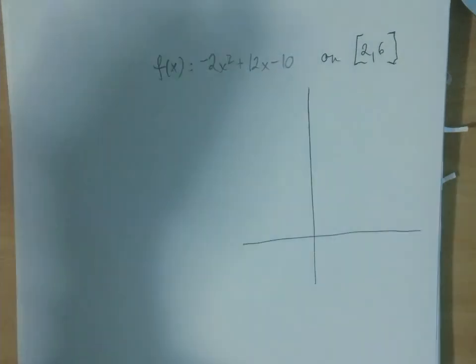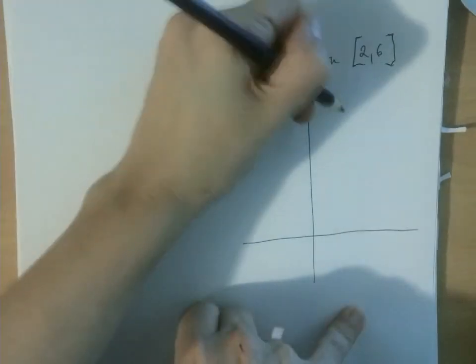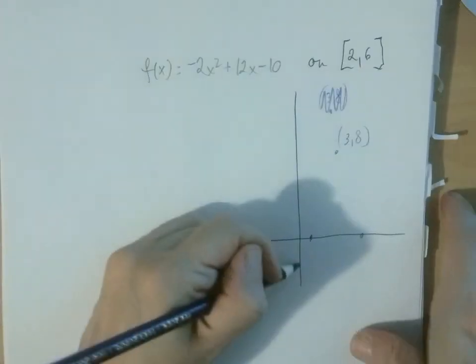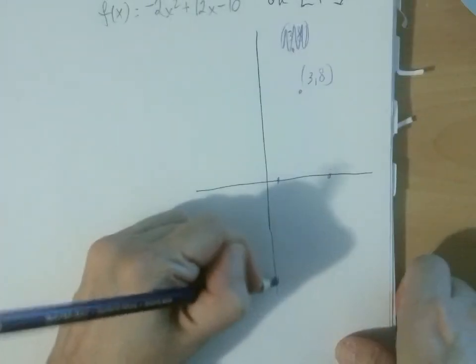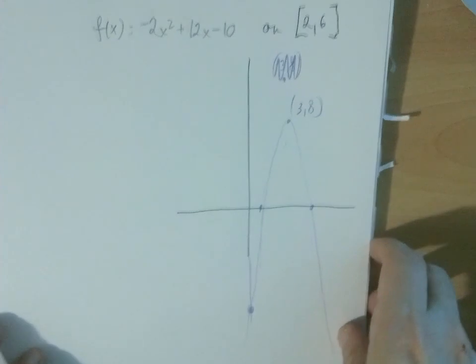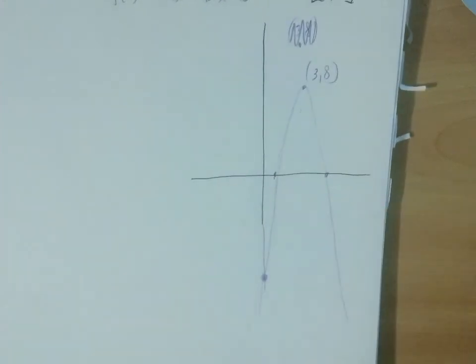We know what this parabola looks like, right? It has a vertex at (3, 8). It has x-intercepts at 1 and 5, and a y-intercept at (0, -10). So this is a parabola. This is the parabola from which we're going to take out a slice.